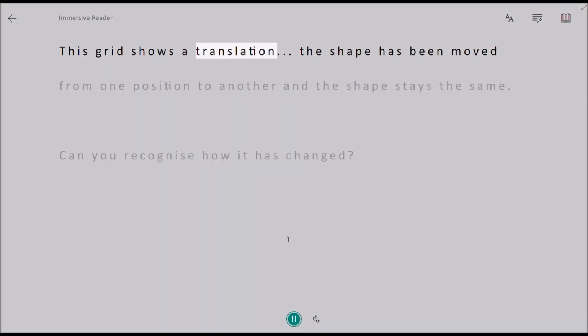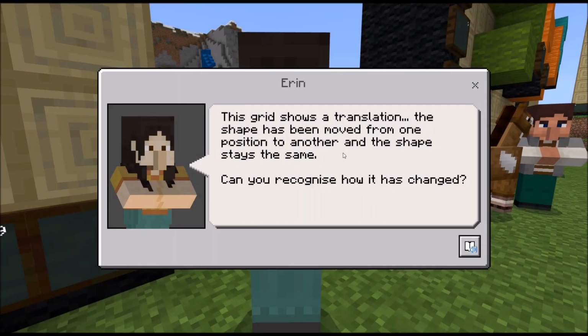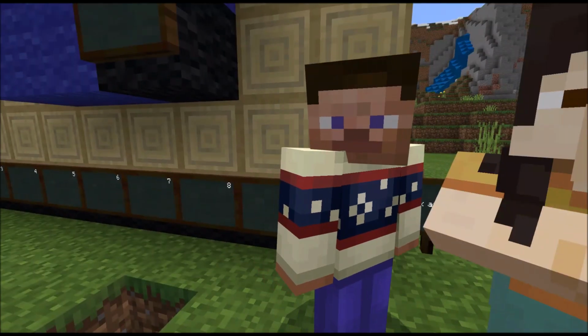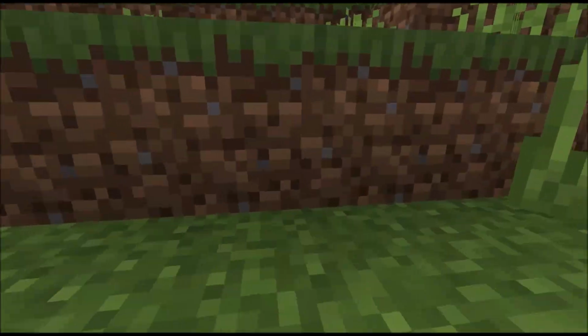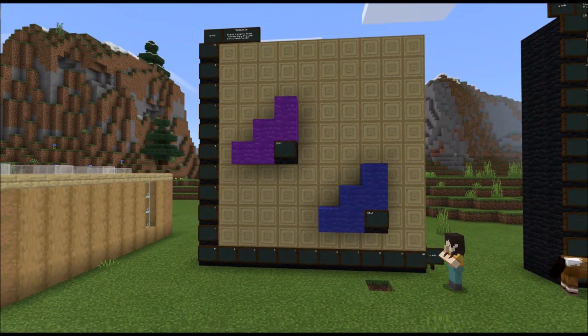This grid shows a translation. The shape has been moved from one position to another, and the shape stays the same. Can you recognize how it has changed? You're talking about a translation, where a shape has been moved from one place to another, literally just pushed from one coordinate to another.